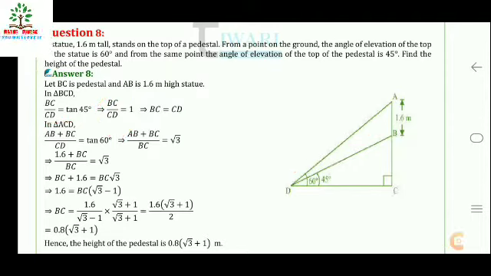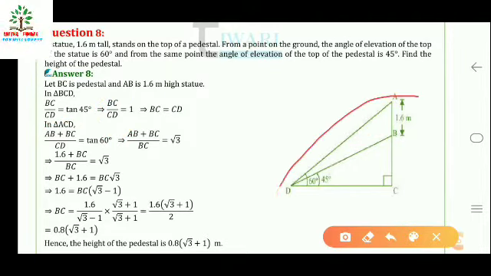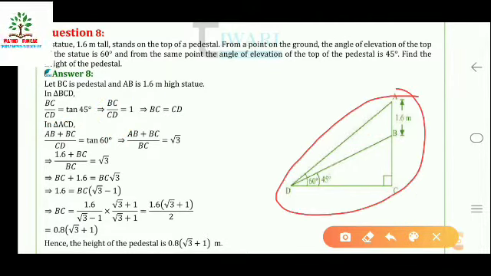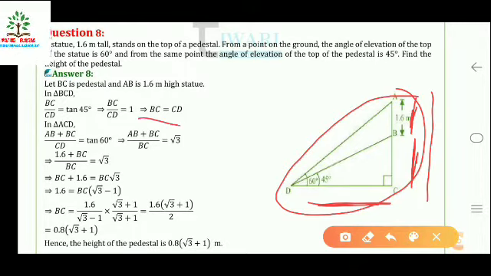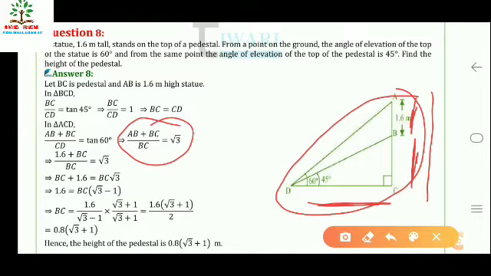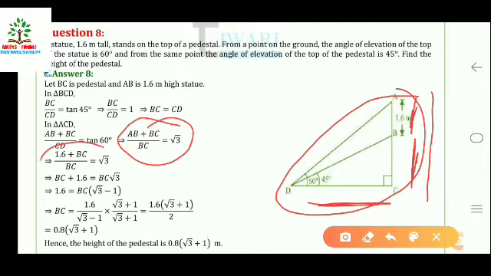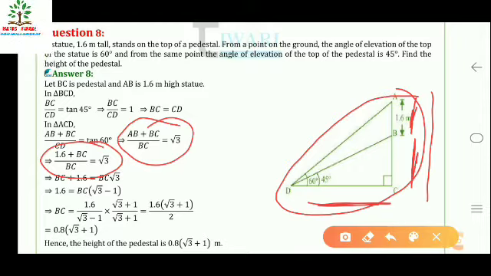Now after this we consider the triangle ADC. In this right triangle ADC, we have (AB plus BC) over CD is equal to tan 60. Again we are taking perpendicular upon base. So we have (AB plus BC) over BC is equal to root 3. Putting the value of AB, which is equal to 1.6, we have (1.6 plus BC) over BC is equal to root 3. Now on solving this, we get BC is equal to 1.6 over (root 3 minus 1).